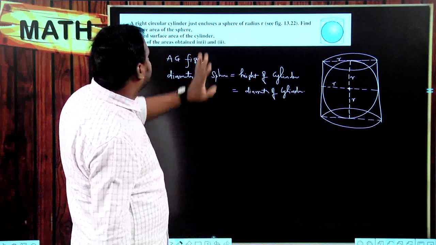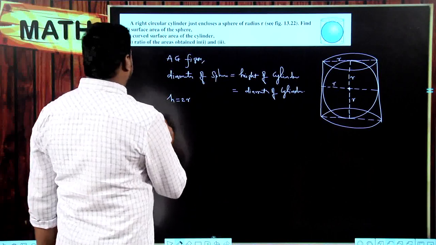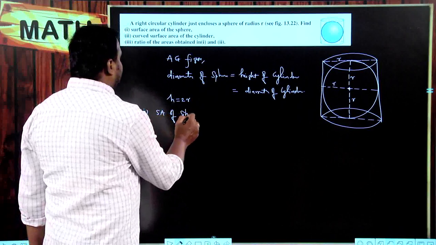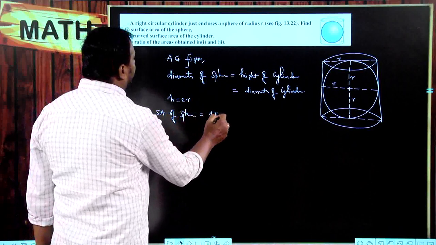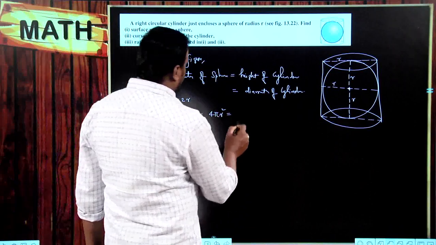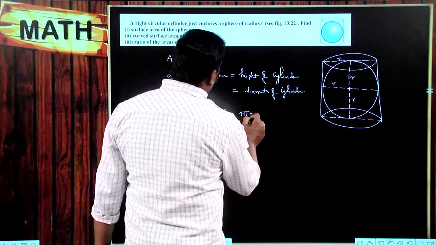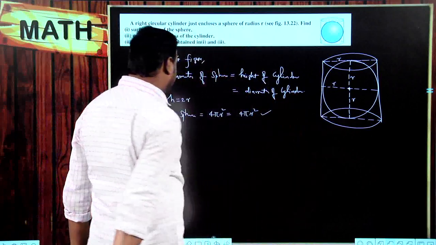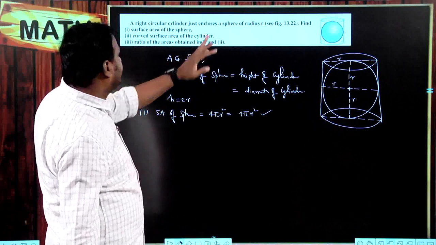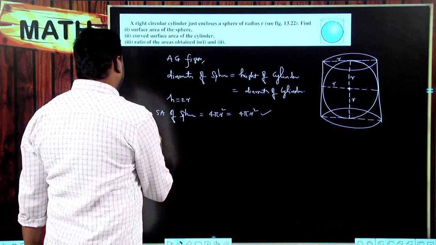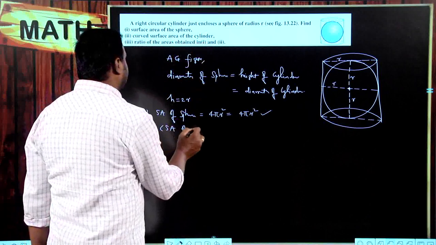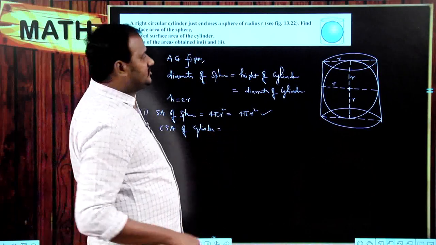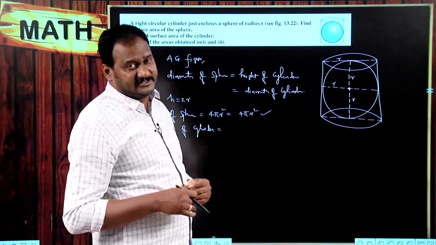Find out the surface area of the sphere. So, what is the surface area of the sphere? First thing is surface area of sphere. Surface area of sphere is equal to 4 pi r square, because the radius of the sphere is equal to small r. So, 4 pi r square is the surface area of sphere, and the second one is curved surface area of cylinder. See here, the dimension given here is only the radius. So, you will have to express your result only in terms of radius.